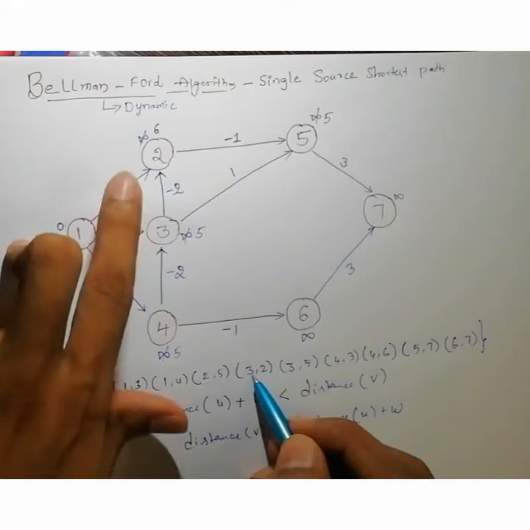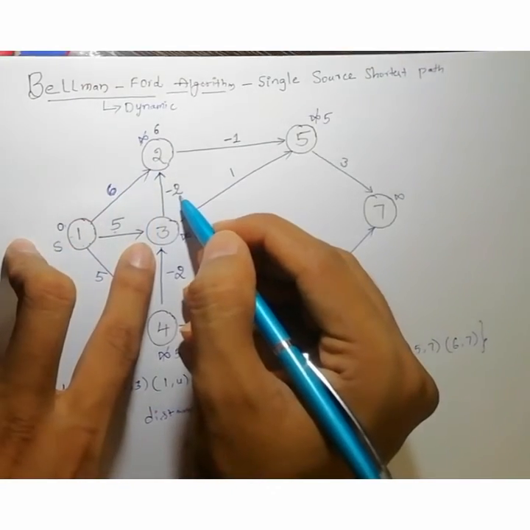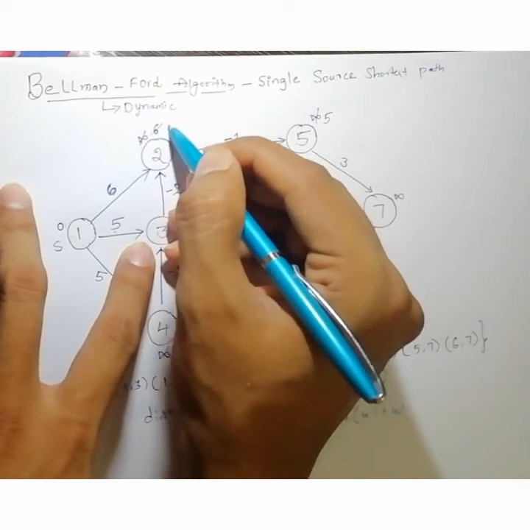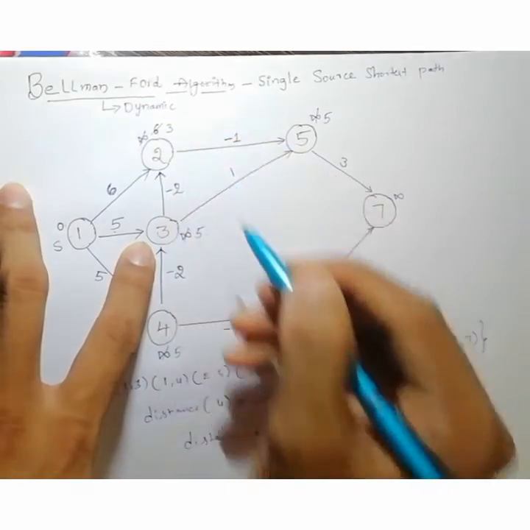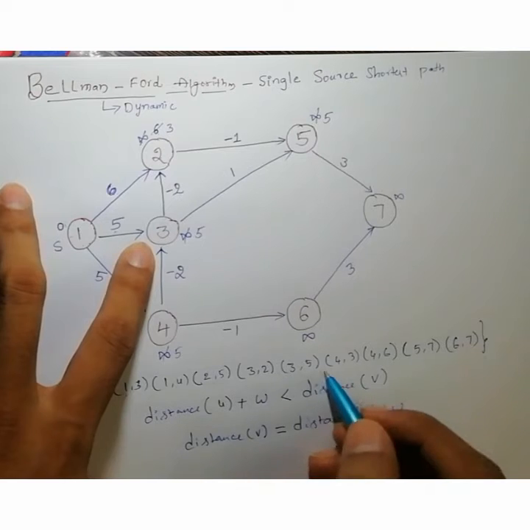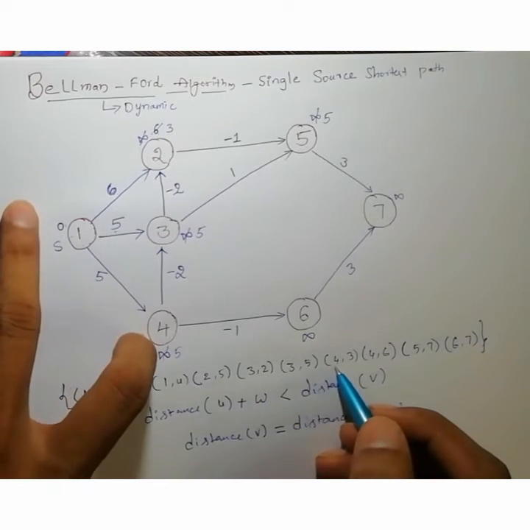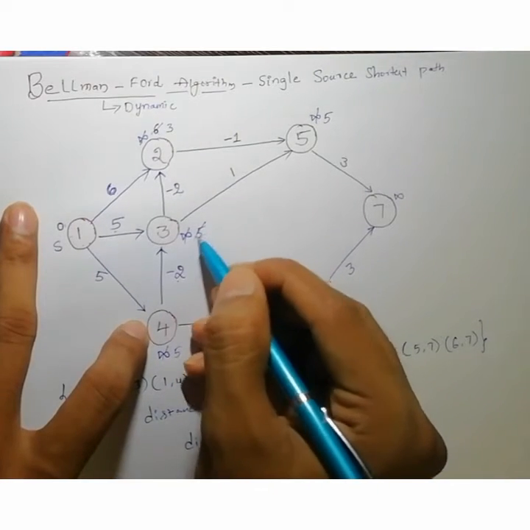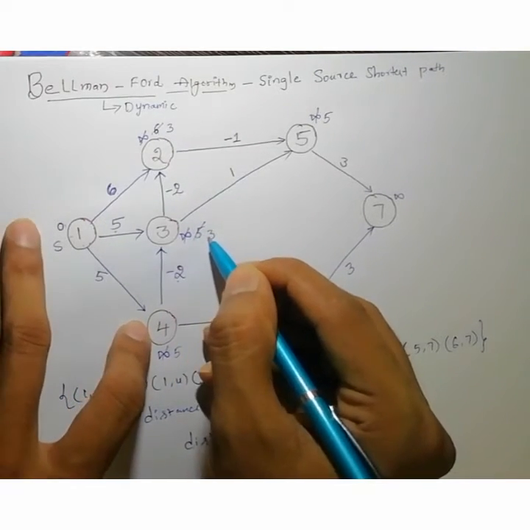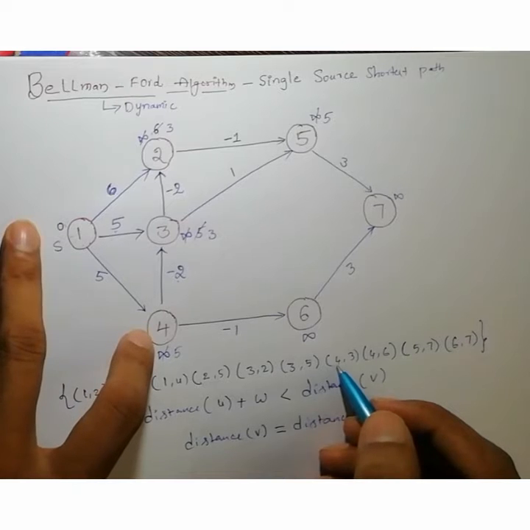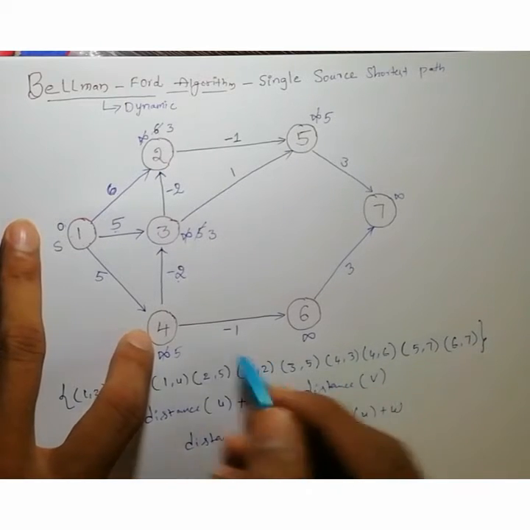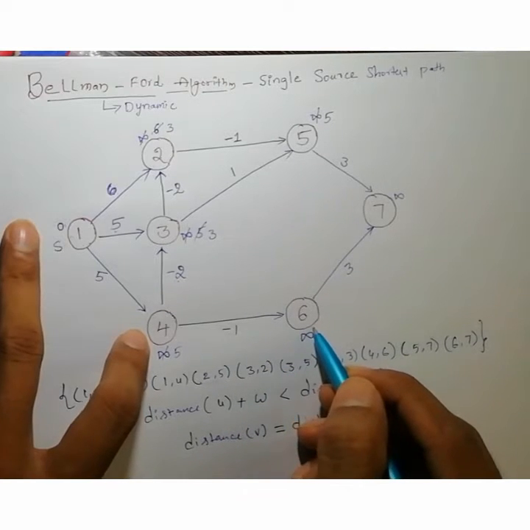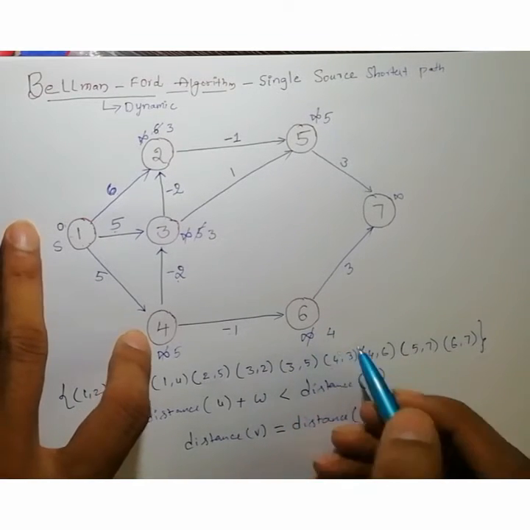Next 3 to 2. So 5 minus 2, that is 3, is 3 less than 6? Yes, if it is, it is updated by 3. Okay. Next 4 to 3. So 5 minus 2, that is 3, is less than 5? Yes, if it is, it is updated to 3. Next 4 to 3 over. 4 to 6. 5 minus 1, that is 4, is 4 less than infinity? Yes, if it is, it is updated to 4.